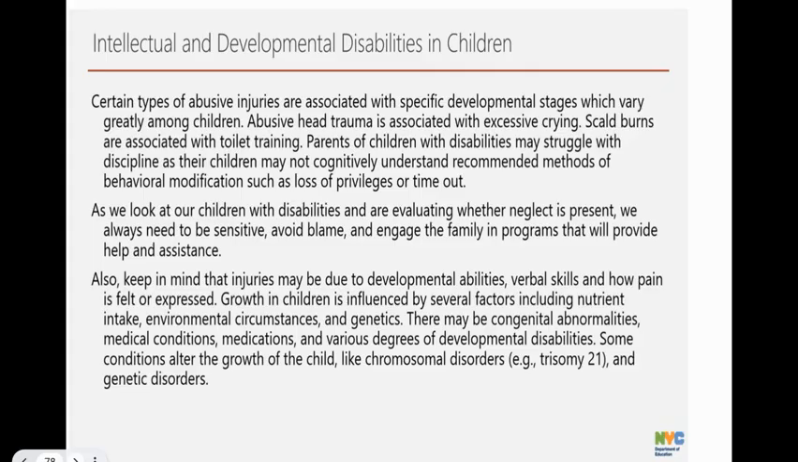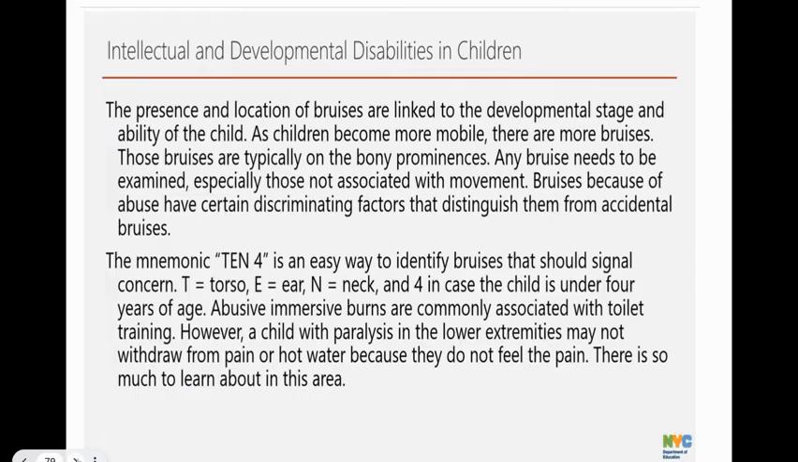Now, sometimes we might see injuries, and that may be due to the disability itself. So we may see problems with them not understanding when things are hot. So they might get burns from a bath that's too hot because they can't express it. They might not be feeling things if they're paralyzed from the waist down. They might not be able to feel pain in the same way. And we do see that in certain different chromosomal disorders.